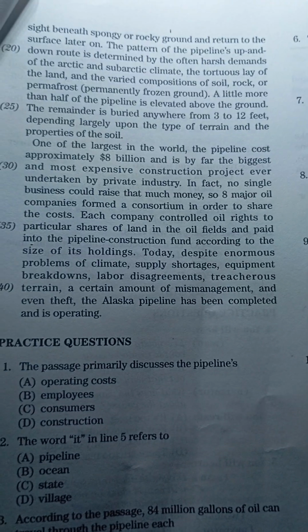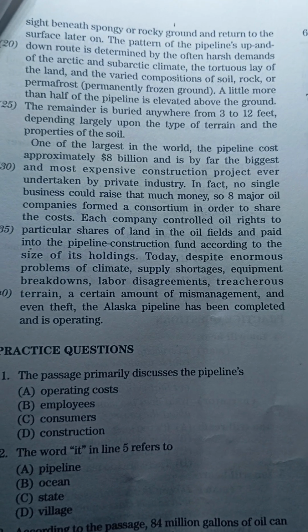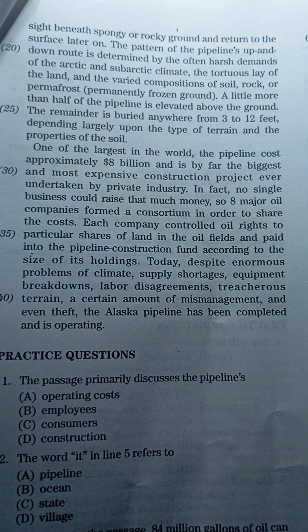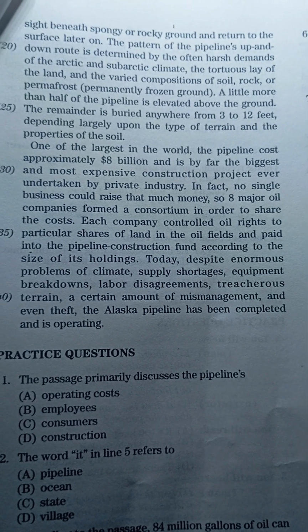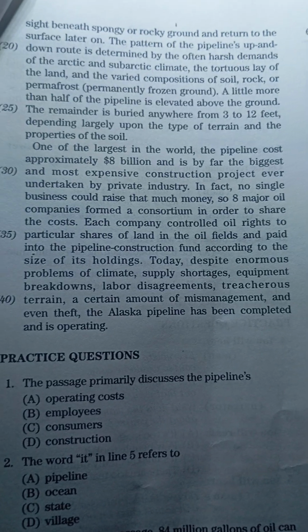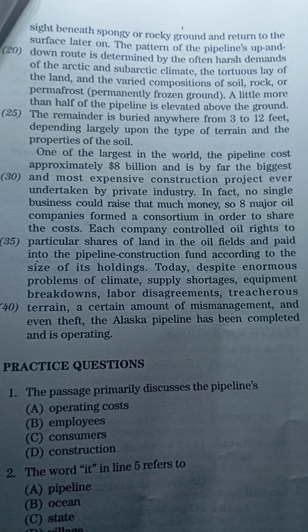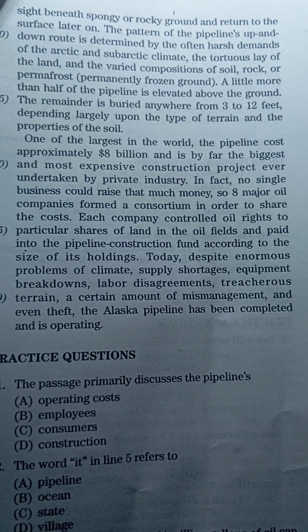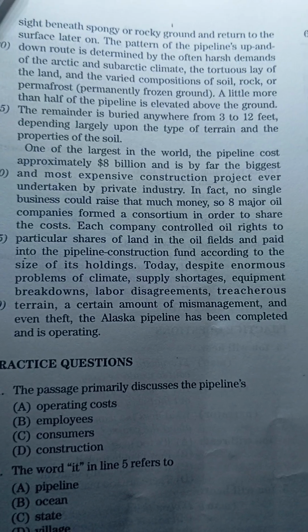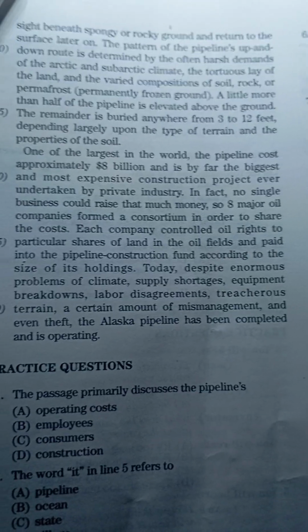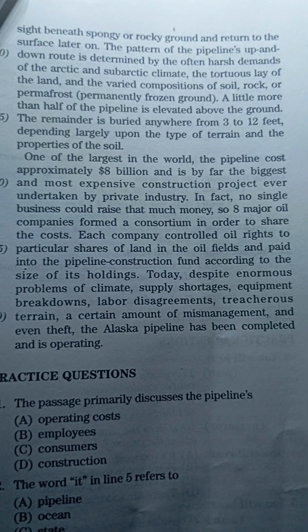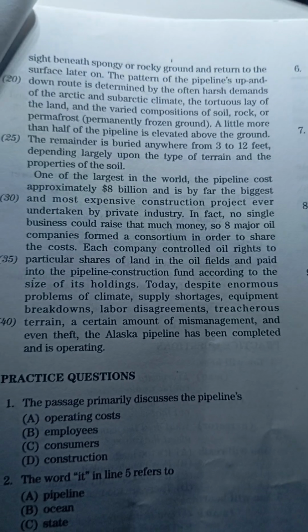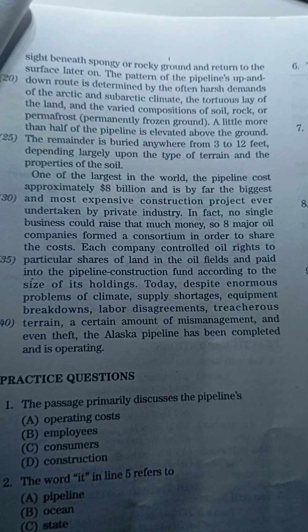Today, despite the enormous problems of climate, supply or shortages, equipment breakdowns, labor disagreements, treacherous terrain, a certain amount of mismanagement, of course, and even theft, the Alaska pipeline has been completed and is operating.